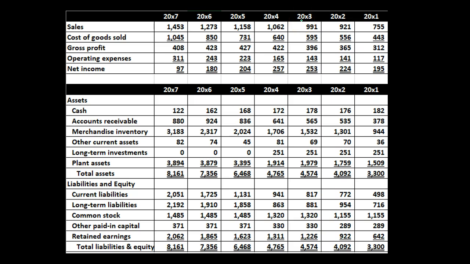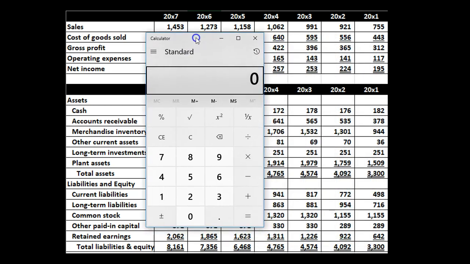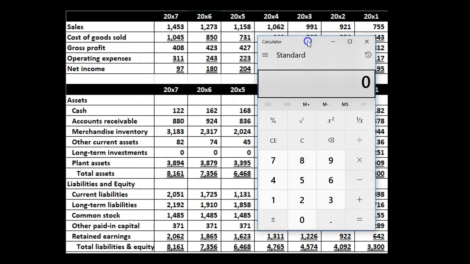So when we start to construct our trend analysis, what we want to see are percentage changes every year based on the base year, going back to the 2000x1 or the 755. So if we were to consider this just for sales, then let's do this for sales. 755 over 755, the base year is always going to be 1 or 100%.